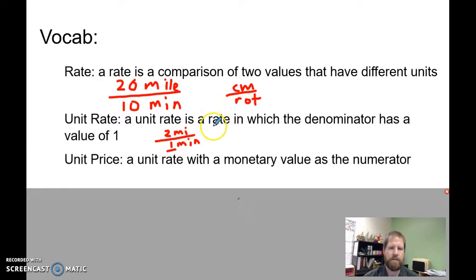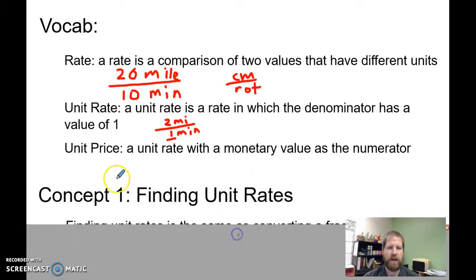And you can do this with any rate. You can turn it into a unit rate. A unit price is basically the same as a unit rate. It just means you have some money value in the numerator. So it could be dollars per ounce, or dollars per pound.